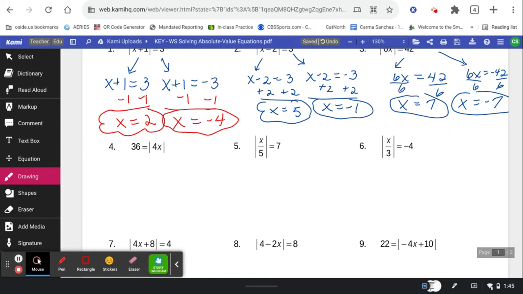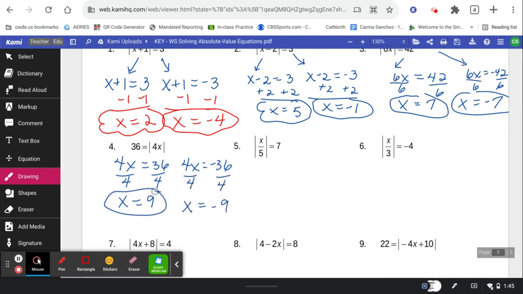Next one is just written in reverse, but it's the same thing. It's that 4x could equal positive 36, or 4x could equal negative 36. Solve for both answers. I get 9 and negative 9.